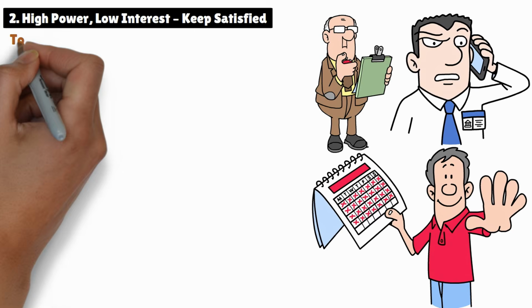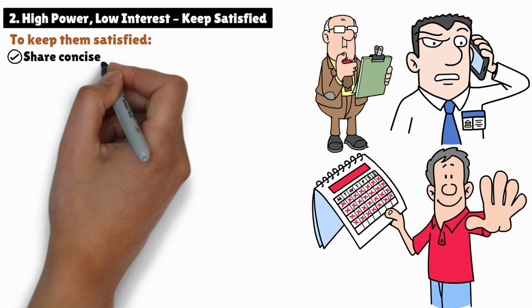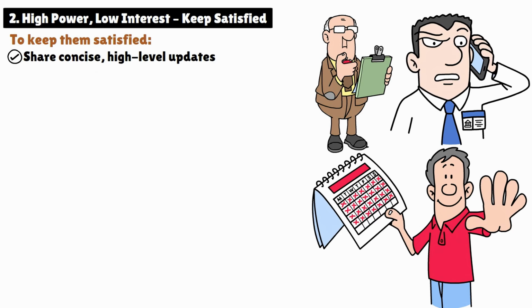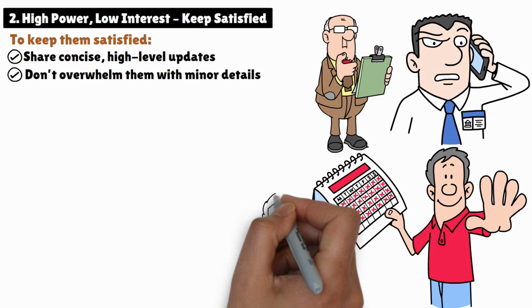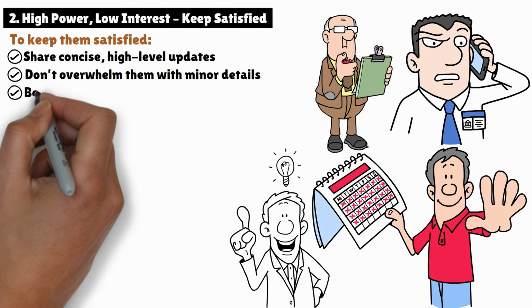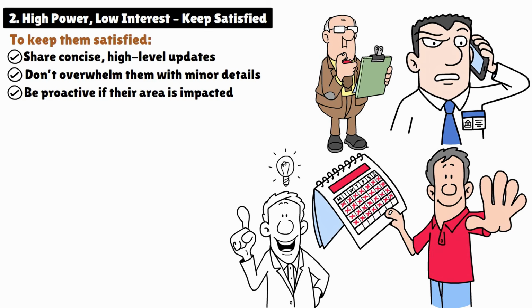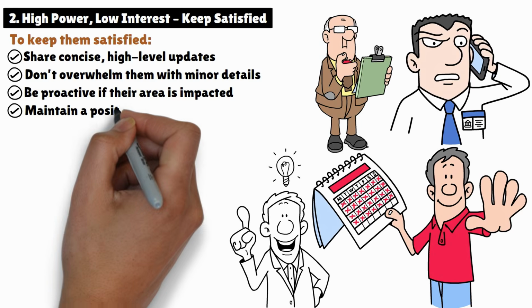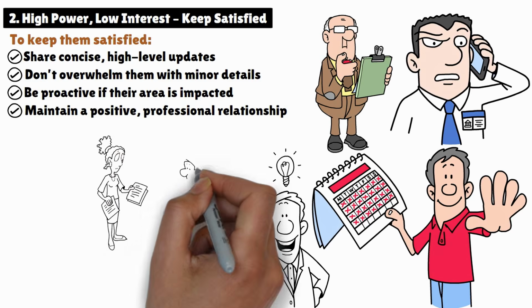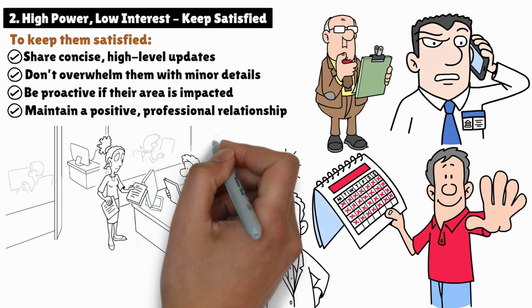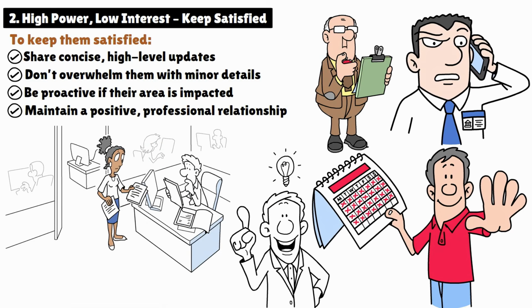To keep them satisfied, share concise, high-level updates on a regular schedule. Don't overwhelm them with minor details. Focus on strategic information. Be proactive if their area is impacted. Maintain a positive, professional relationship. For example, a senior executive from another department whose team is lending resources. You don't want to drag them into the weeds, but they do need to be kept in the loop.